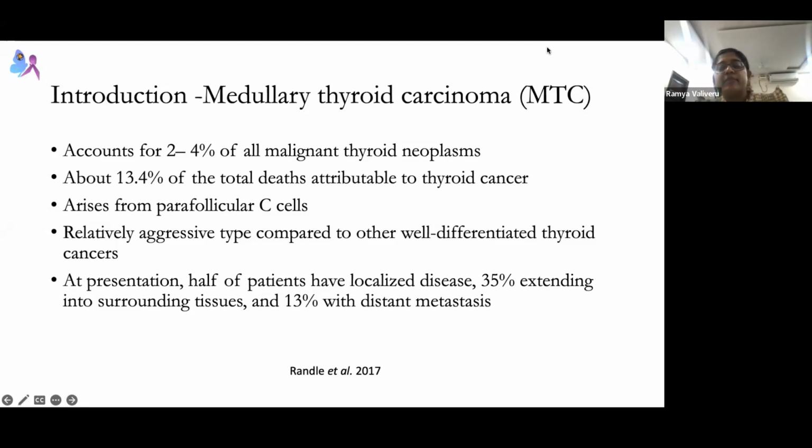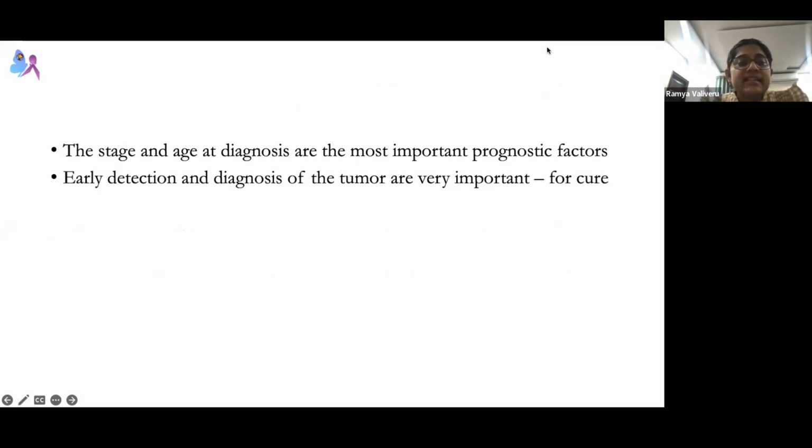At presentation, half the patients are seen to have localized disease. Almost 35% have locally advanced disease, and 13% have distant metastasis. The stage and the age at diagnosis are the most important prognostic factors in MTC, so early detection and diagnosis of the tumor are very important to attain cure. This is the line that I'm stressing upon. Suppose we are operating on a thyroid malignancy in a young patient, it is okay to get calcitonin and CEA done, even if they are negative, because if we know that it is MTC, we know that the surgery has to be really, really aggressive.